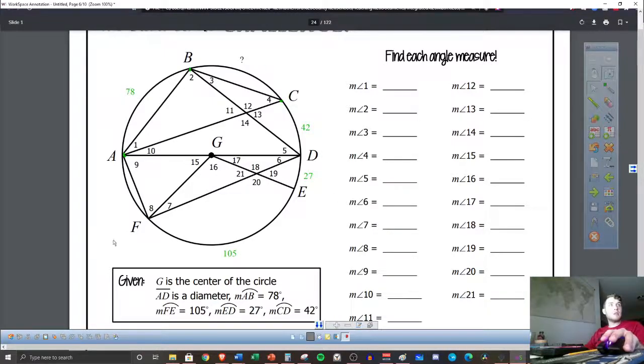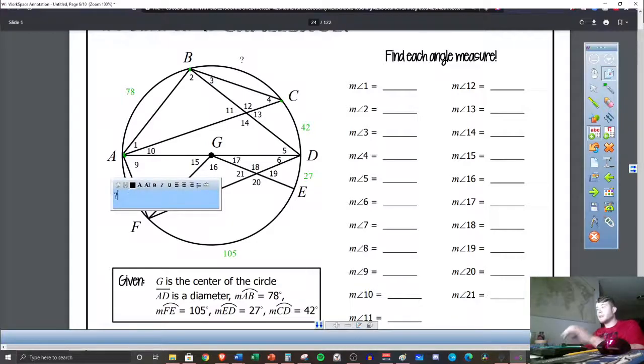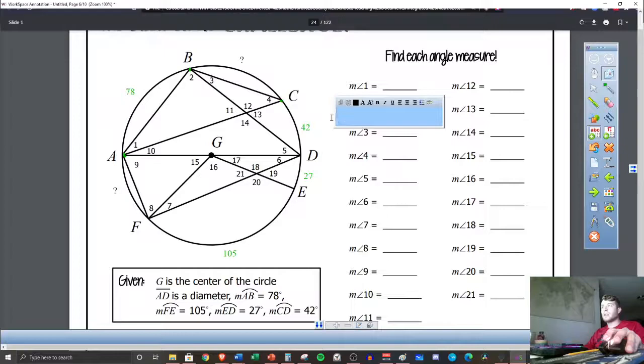The whole circle is 360, but we also don't know what AF is. So if we added all these up and set it equal to 360, we would have these angle measures. We just wouldn't know what they were. We can't assume that they are the same, so that won't work. But we have something else that we can use. Arc A to D is a semicircle, right? It's the diameter of the circle. It's a semicircle. That was one of our definitions.